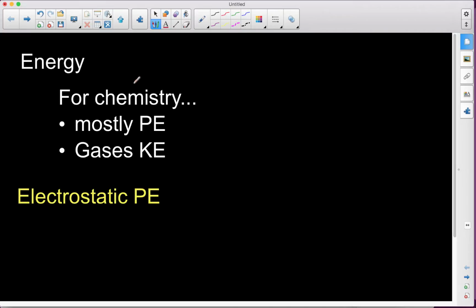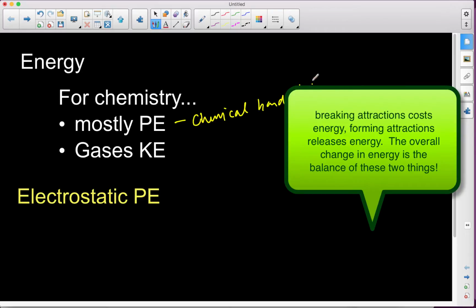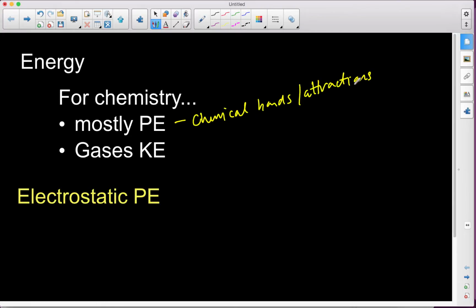For chemistry, so those of you that are in physics, you learn about lots of different kinds of energy. In chemistry, mostly we're talking about potential energy. And when we talk about potential energy, we're talking about the energy that has to do with chemical bonds, and not just bonds, but attractions, which we will differentiate when we get to the next unit, actually. Chemical bonds and attractions. That's mostly what we deal with in chemistry.